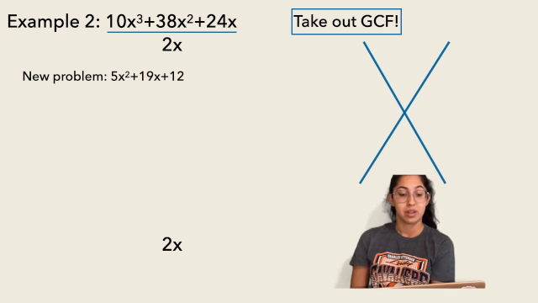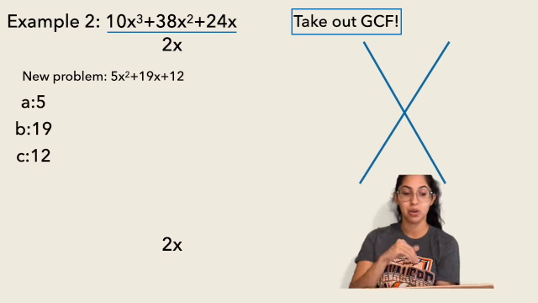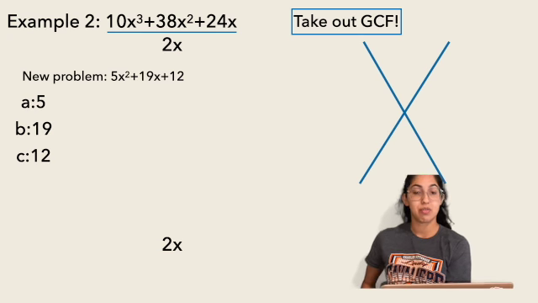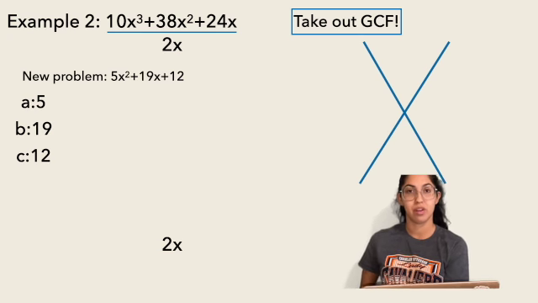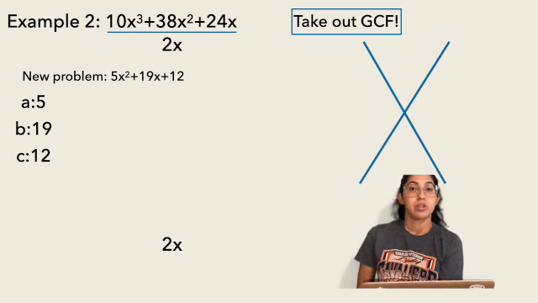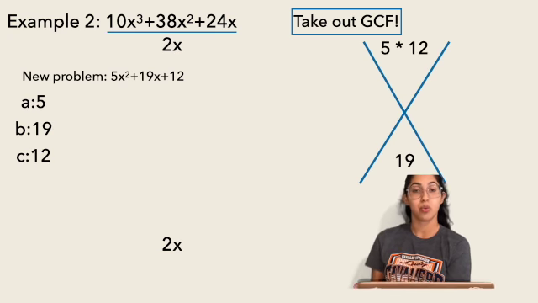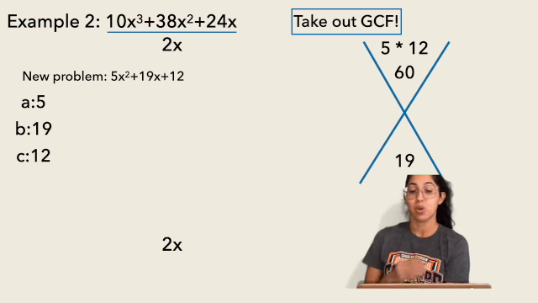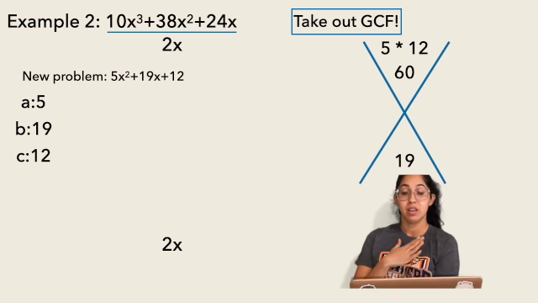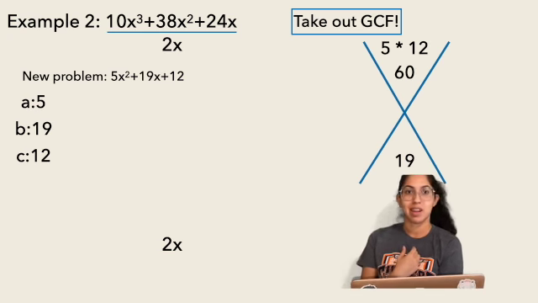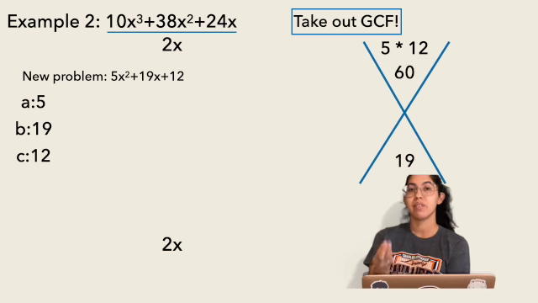So now we're going to label A, B, and C from our new problem. So A is 5, B is 19, C is 12. So what goes on bottom? 19. What goes on top? 5 times 12, which is 60. Okay, so I noticed for this one, 5 and 12 do not give me 19. 5 plus 12 gives me 17.